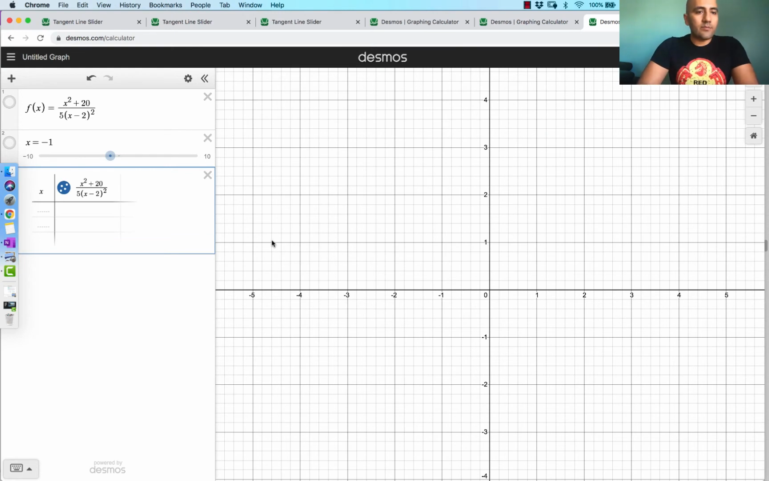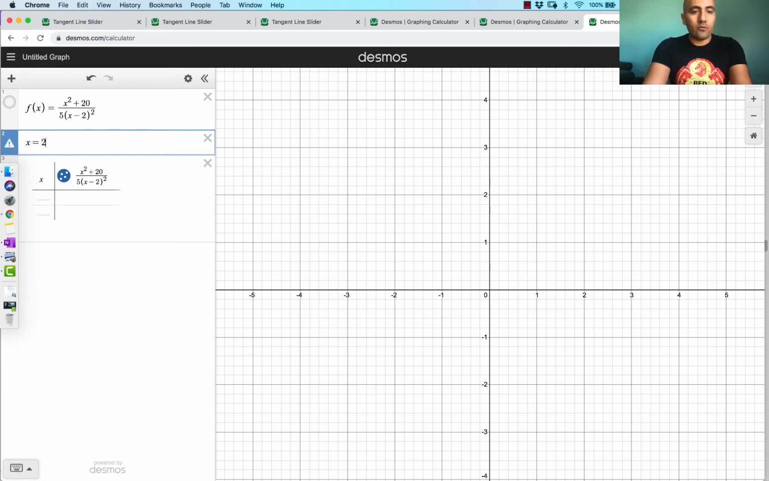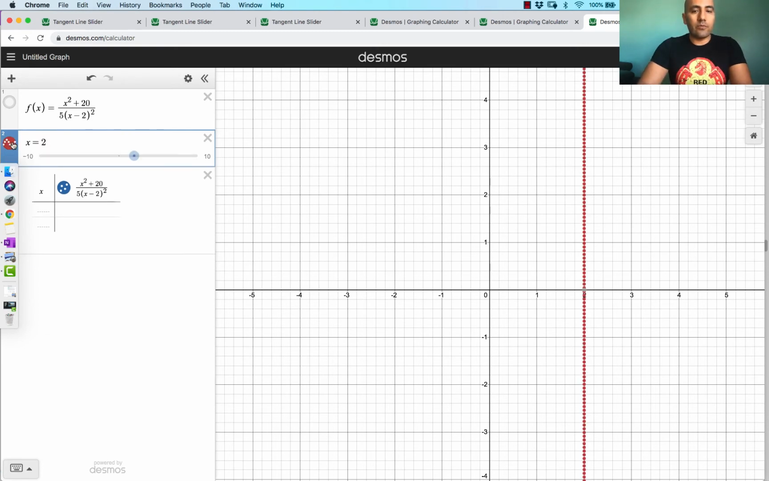Okay, so on Desmos, I typed in my function here. It's going to be a rational function where the numerator is x squared plus 20. The denominator is 5 times x minus 2 squared. And I also create a little table here. So now I'm interested in the behavior around x equals positive 2, although I already know that there will be a vertical asymptote there, right? I just want to know if my function will approach positive infinity in this direction, or maybe positive infinity in this direction, or negative infinity in this direction, or negative infinity in this direction.